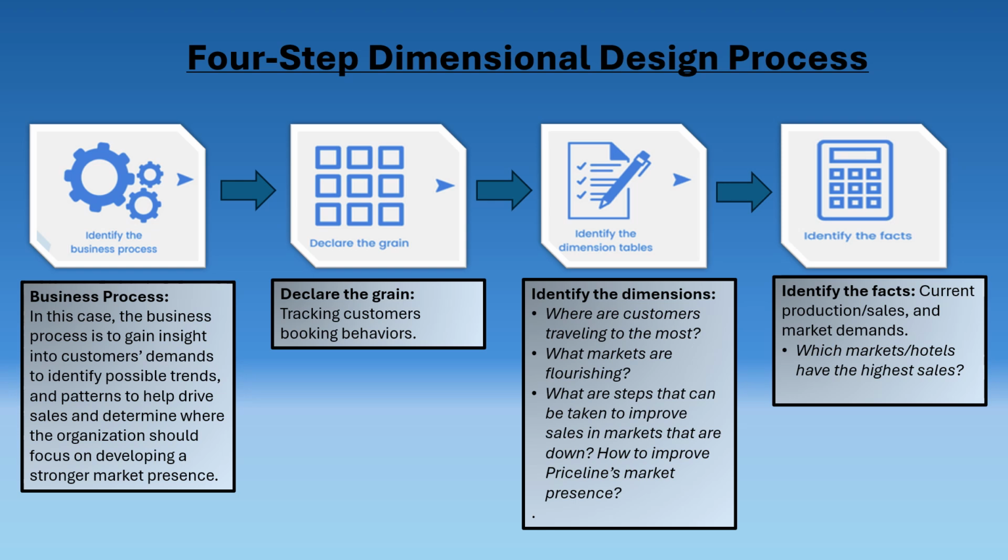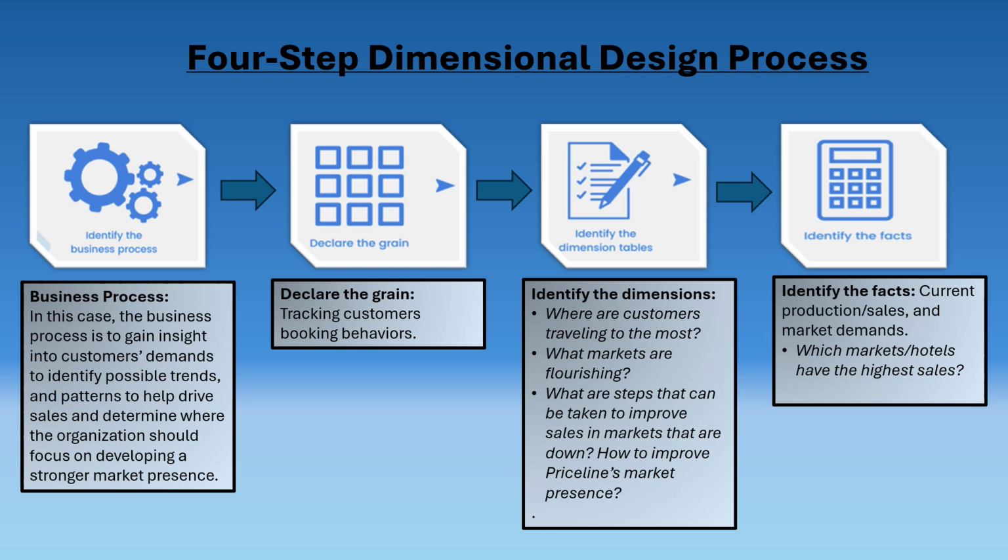The purpose of this report is to identify ways to drive customer sales for hotels and improve the overall market performance, utilizing the four-step dimensional design process, the basic fact tables, the star schema, and the OLAP cube method and an alternative method.